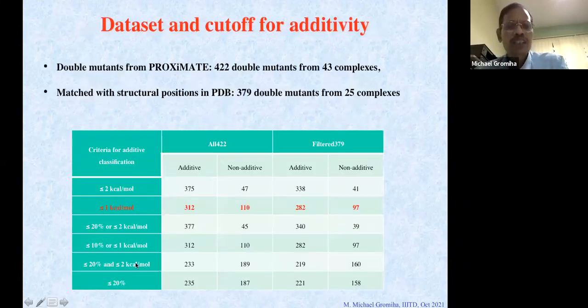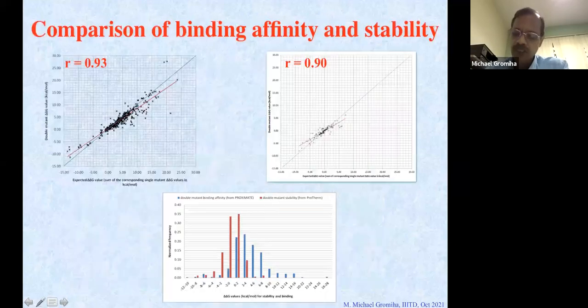So we used various classifications, for example, with respect to this energy or with respect to the percentage of deviation, or a combination of these two, right? Finally, we selected less than 1 kcal per mole as the criterion for mutations which are additive or non-additive. Okay, so here you can see the additivity, right? One is for the affinity, one is for the stability, and you can see the difference.